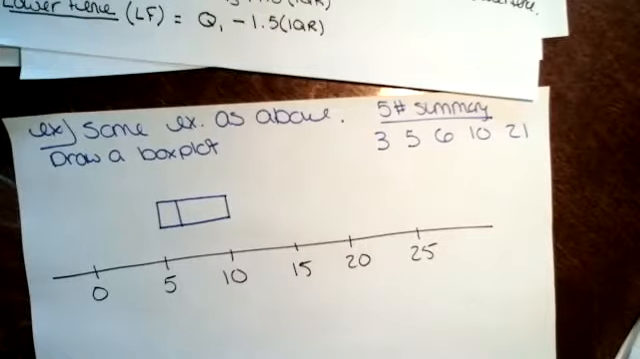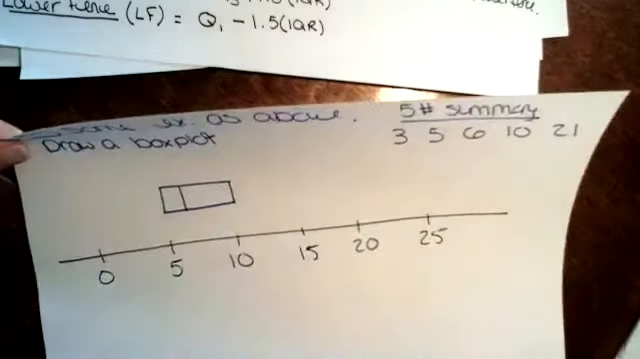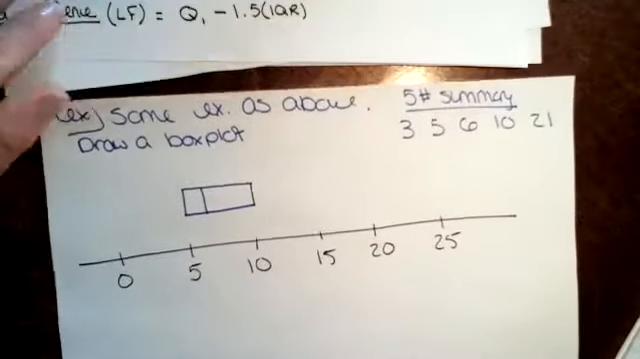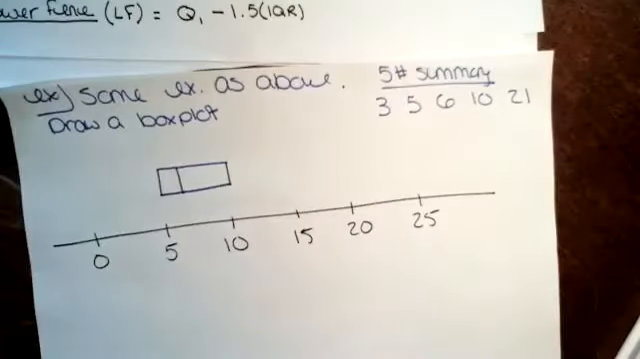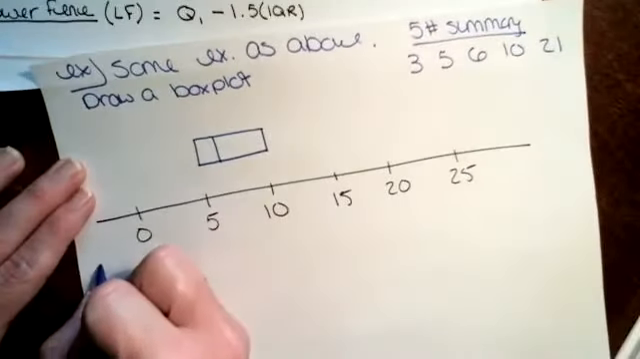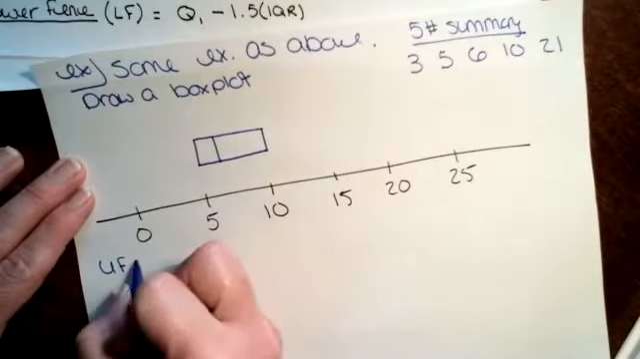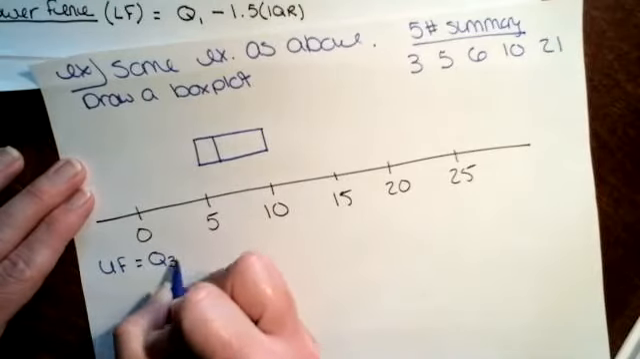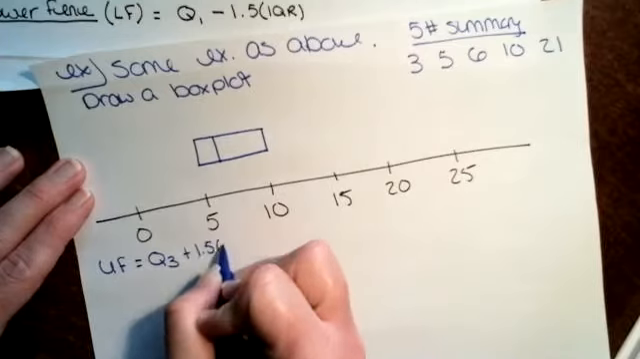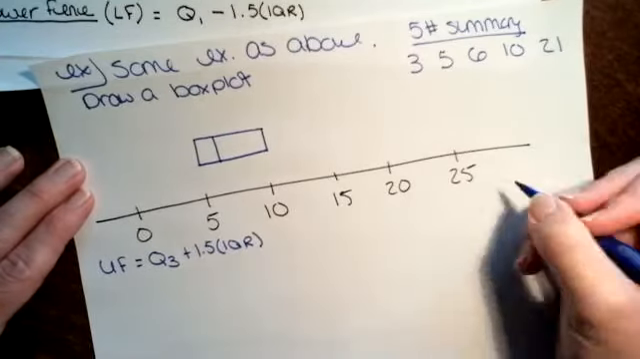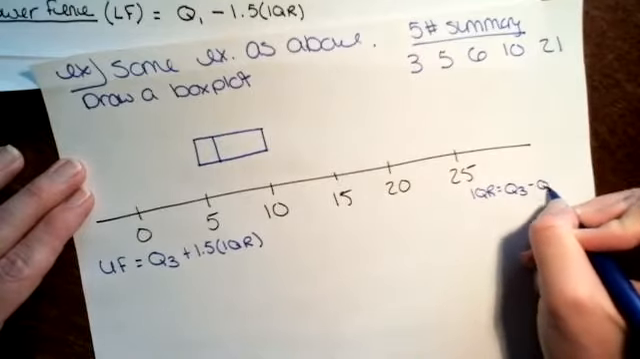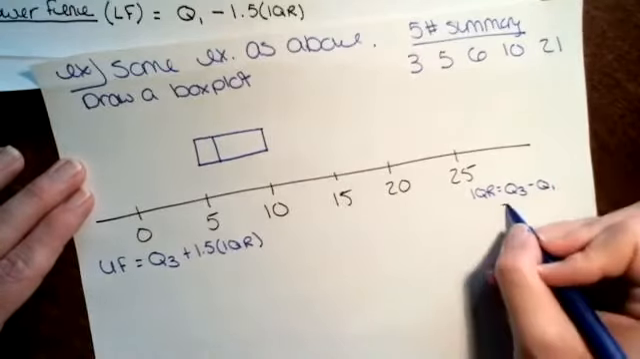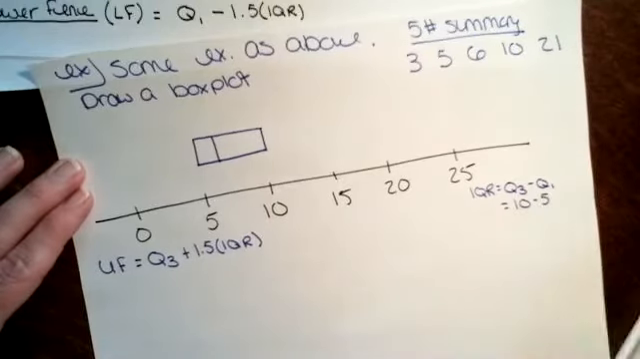Now, the next thing I need to do is calculate my fences because I don't know where my cutoff values are. I don't know if I have outliers, so I don't know where to put those whiskers, basically. For my upper fence, I have quartile 3 plus 1.5 times the IQR. Just over to the side, I'm going to write IQR is equal to quartile 3 minus quartile 1. Quartile 3 is 10 and quartile 1 is 5. So my IQR is just 5.